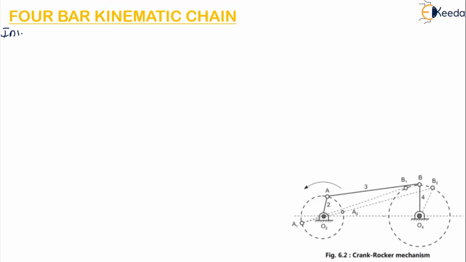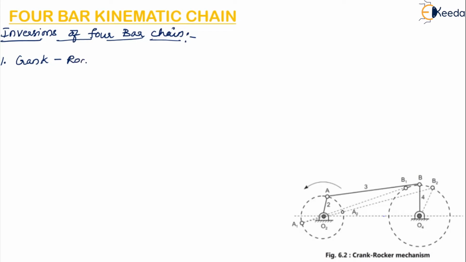So what is inversion? Inversion of 4-bar chain. So the first inversion or the first mechanism which we are going to study is the crank rocker mechanism.